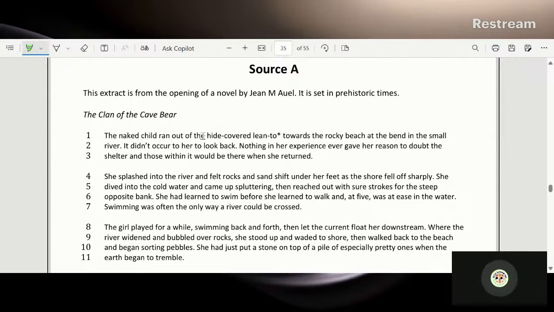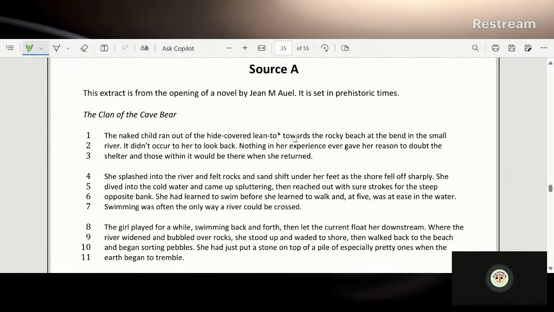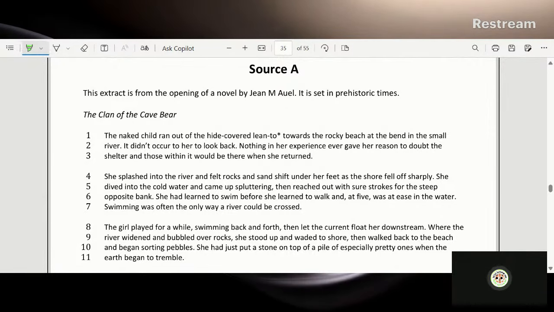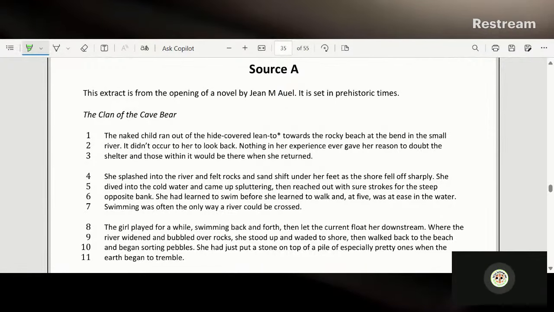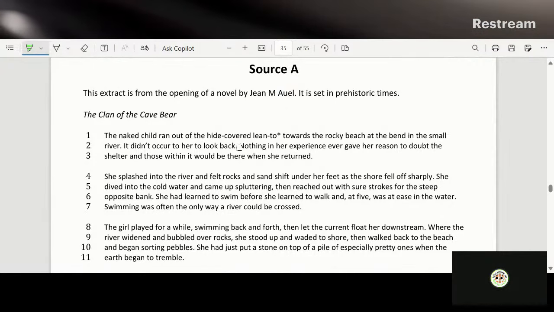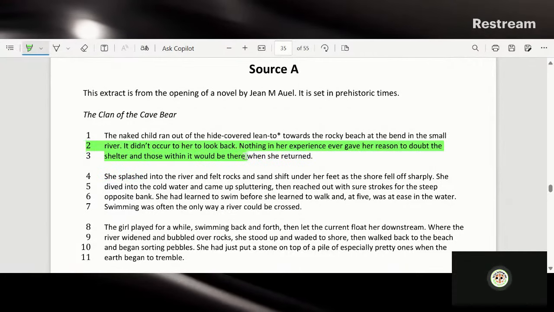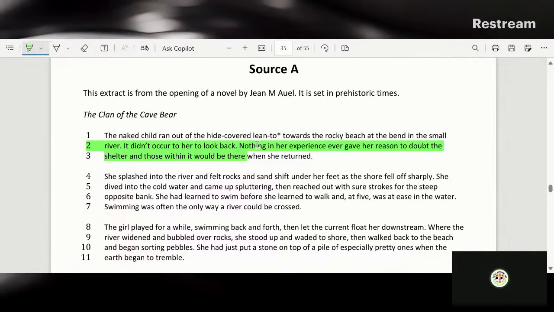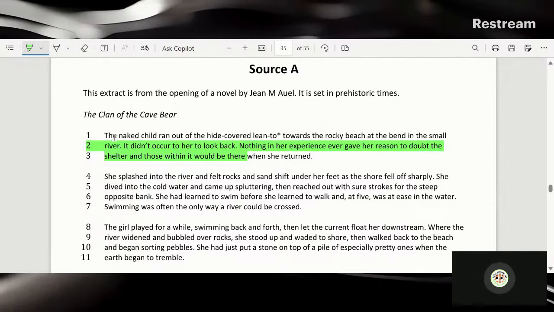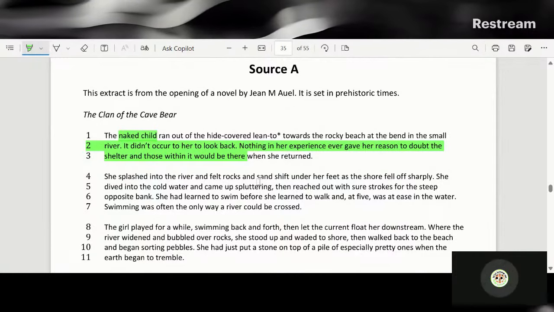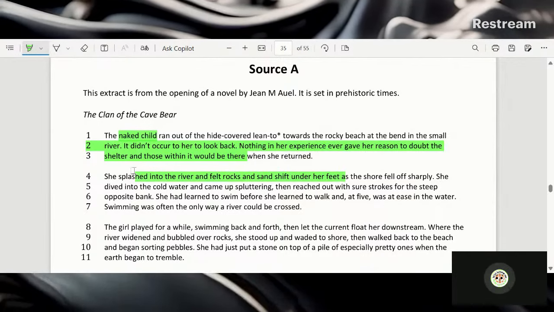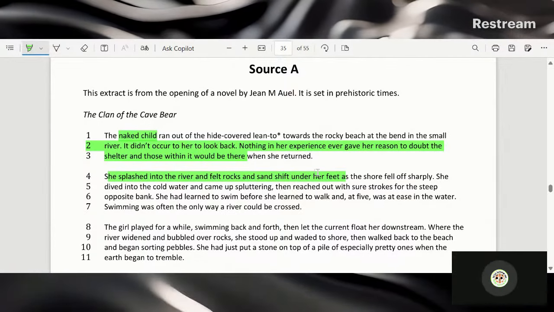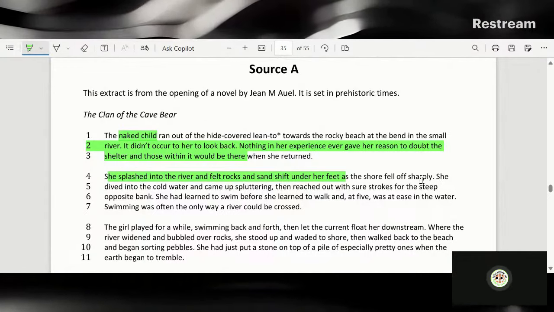So we've got: the naked child ran out of the hide-covered lane towards the rocky beach at the bend in the small river. It didn't occur to her to look back. Nothing in her experience ever gave her reason to doubt the shelter. So literally any fact or piece of information you can put. She was naked. She splashed into the river. She felt the rocks and sand shift under her feet. That's one point you can make. You can either directly use the quote or paraphrase them if it makes more sense to do that.